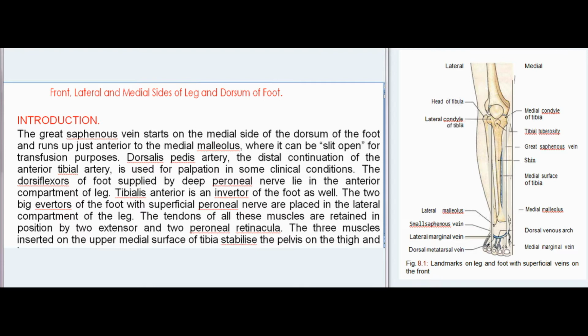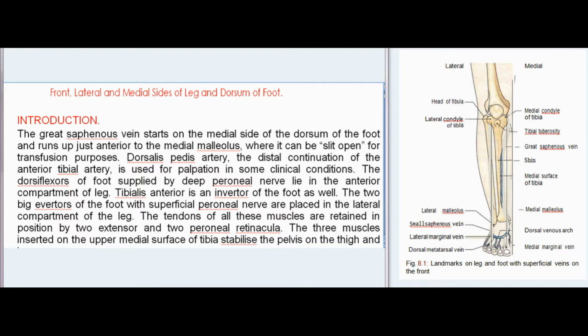Dorsalis pedis artery, the distal continuation of the anterior tibial artery, is used for palpation in some clinical conditions. The dorsiflexors of foot supplied by deep peroneal nerve lie in the anterior compartment of leg. Tibialis anterior is an invertor of the foot as well.